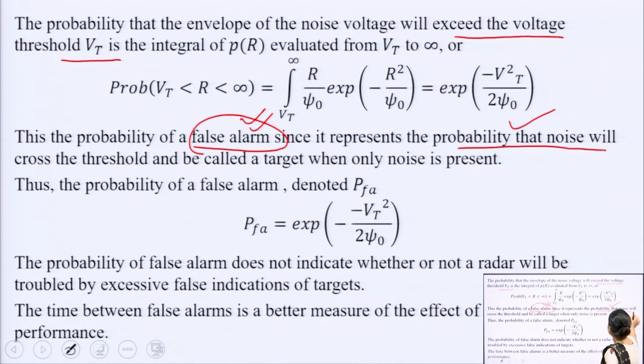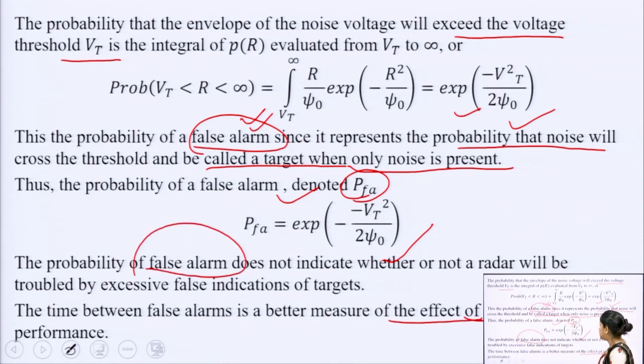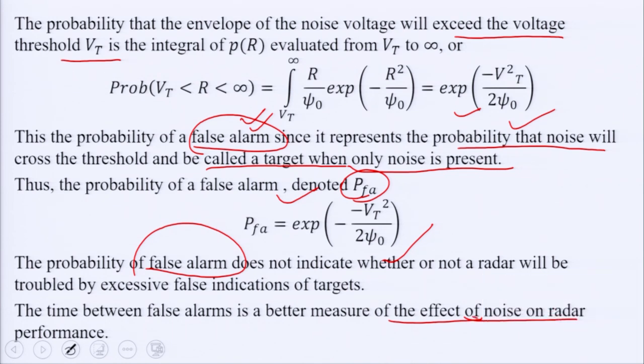And since it represents the probability that the noise will cross the threshold and be called a target when only noise is present, the probability of false alarm, denoted by PFA, is given by this expression. The probability of a false alarm does not indicate whether or not the radar will be troubled by excessive false indications of target. The time between false alarms is a better measure of the effect of noise on the radar performance. So we can say that the probability of false alarm is not a major concern, but the major concern is our time between false alarms.